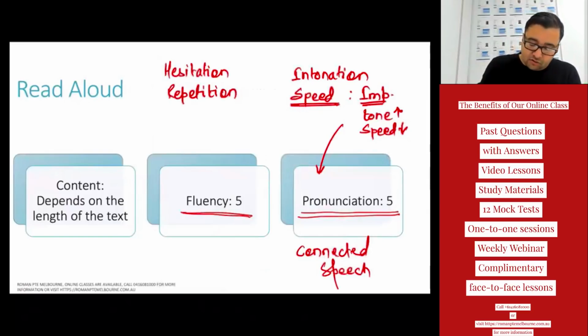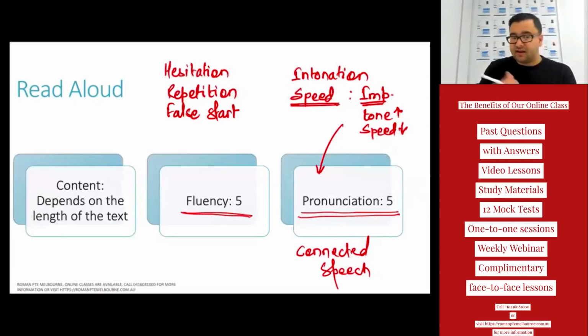The last thing is called false start. Now, false start means sometimes what happens is we start a sentence and then eventually we realize we can't complete the sentence, and because of that we start the sentence all over again. That's not a good thing to do in PTE because you'll be penalized for this in fluency. You'll be losing your score.